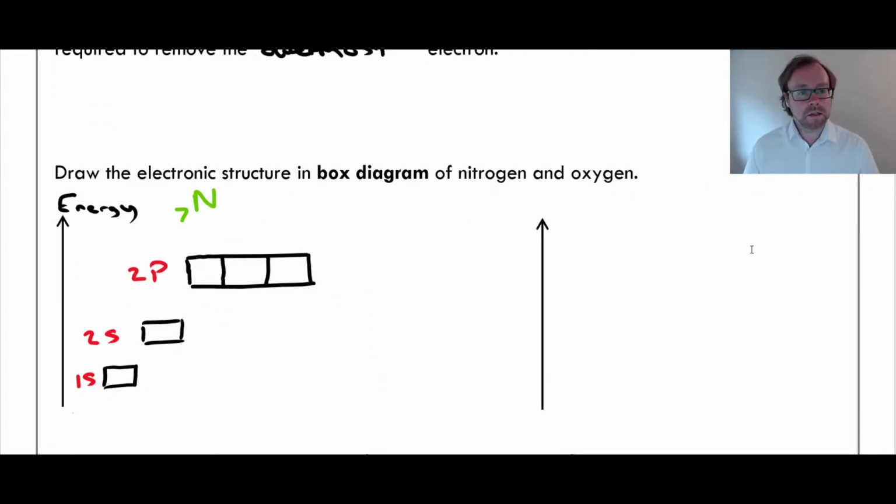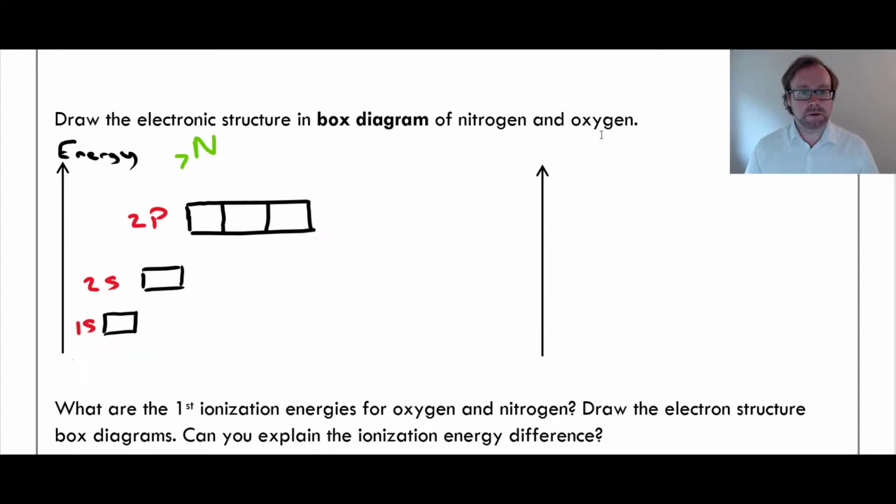Okay, so I would like you to now draw the electronic structure in box diagram of nitrogen and oxygen. I've been kind to you for the nitrogen. I'm not going to be kind to you for the oxygen. Do it yourself. And oops, let's make that an 8.